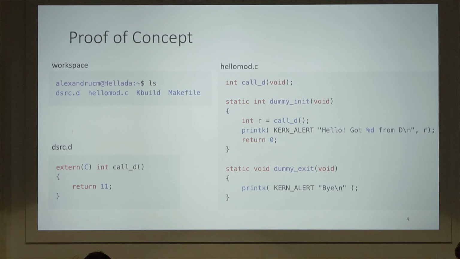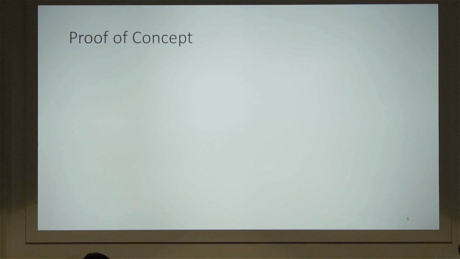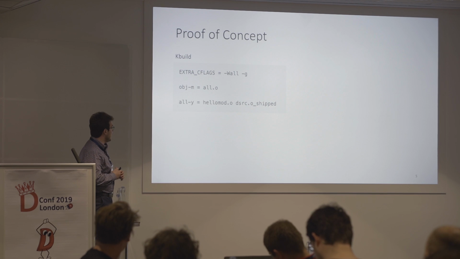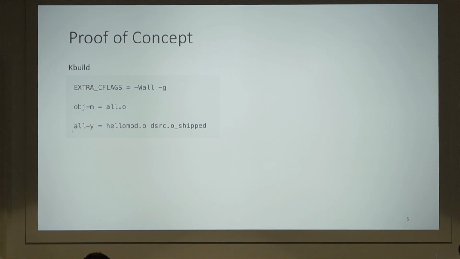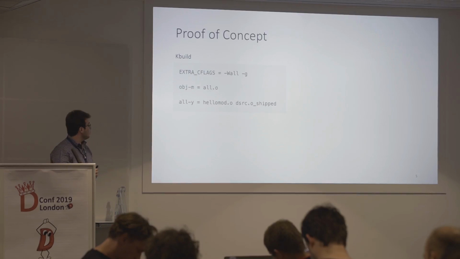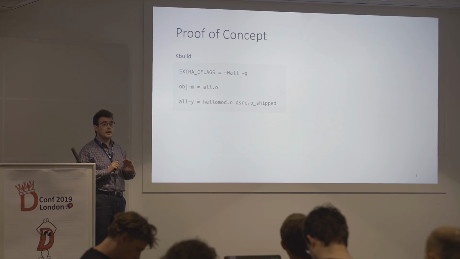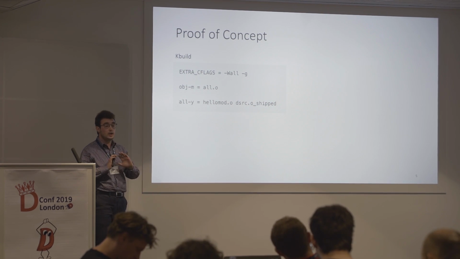To link these two files together in a greater object, we had to write a kbuild file where we instructed the kernel to place these two files together in a greater object. As you can see, the D object has a special extension, namely o_shipped. By using this extension, we are telling the kernel build system that this object is already compiled, and it doesn't have to compile it anymore. It has only to link it with the others.